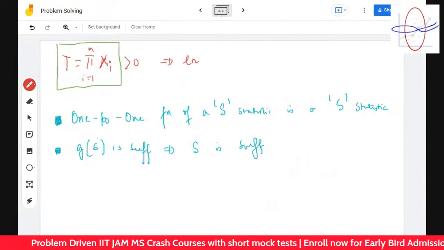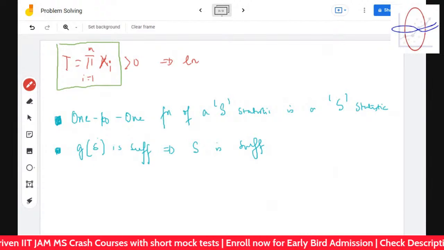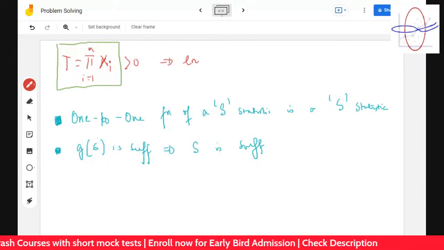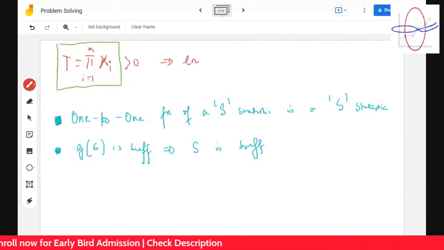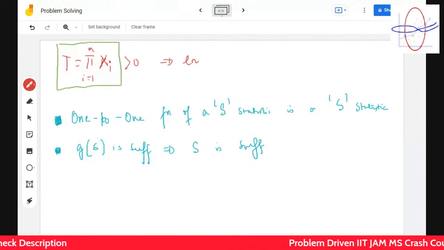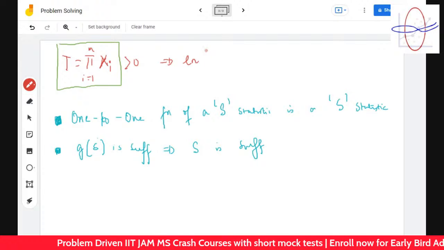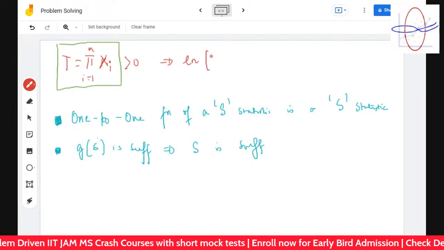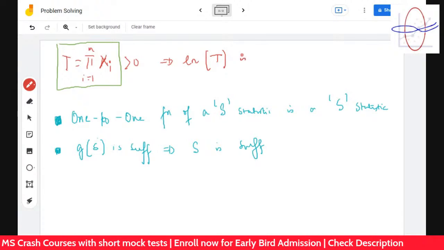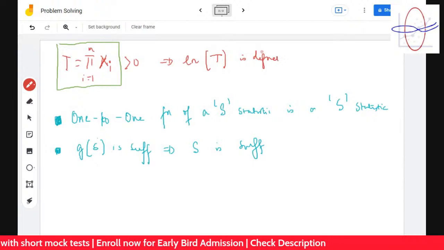So you see why I'm discussing these things, because they will not be important in IIT. But if you are appearing for ISI, if you don't write this, you will get your marks cancelled. Okay. So therefore log t is well defined, and it's a sufficient statistic also.